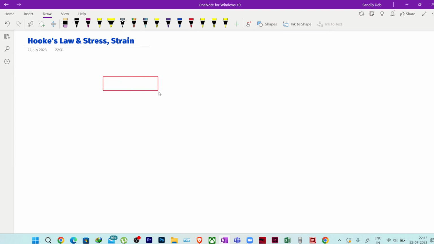Suppose I have taken one bar. Now this bar can be of any material. It can be of wood, steel, concrete, any material. I'm not considering any particular material in this bar. I'm considering it is a prismatic bar of any material, and I am applying a force to the ends of this bar like this. In both ends I'm applying some force F, suppose F1. Now as I applied two forces, what will happen?